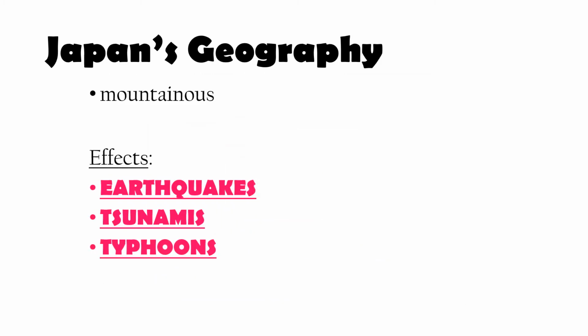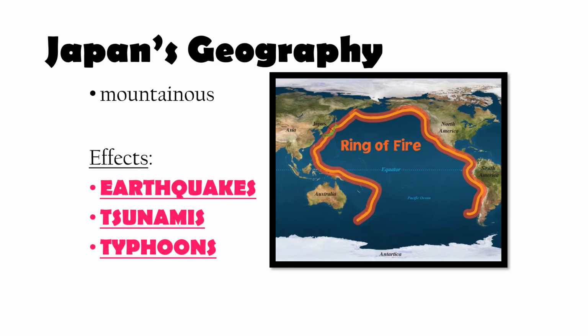And I wanted to show you this picture that there's an expression called the Ring of Fire. And this is a path along the Pacific Ocean where there are lots of active volcanoes and frequent earthquakes. And you can see that Japan exists in this Ring of Fire.